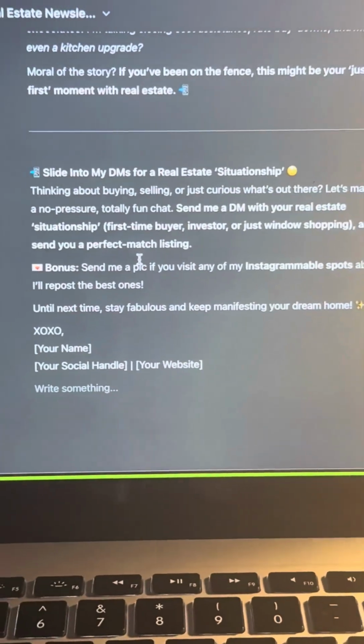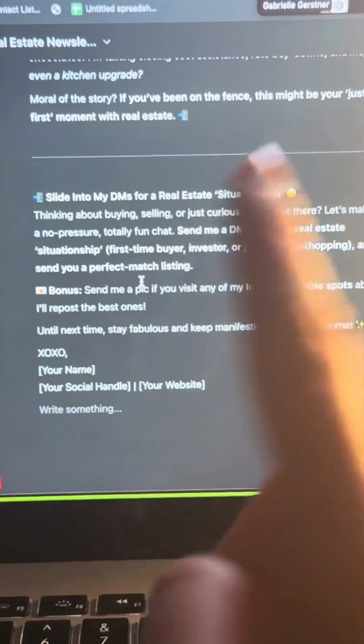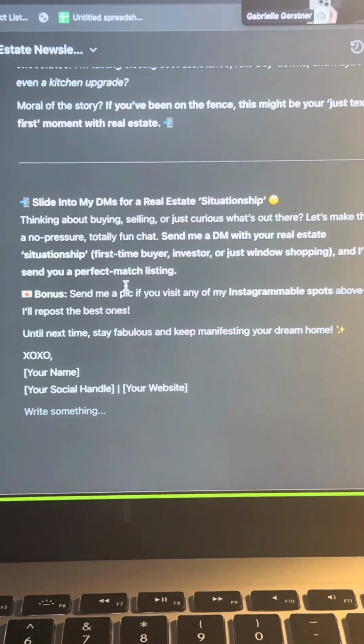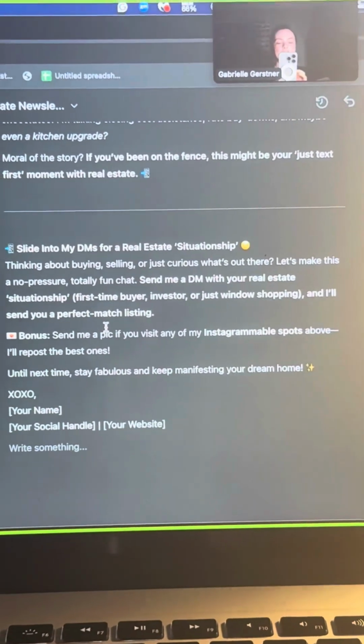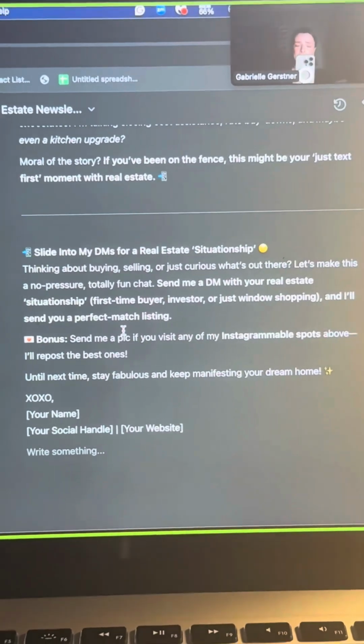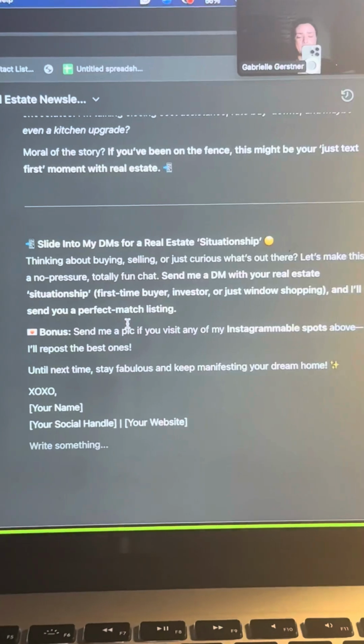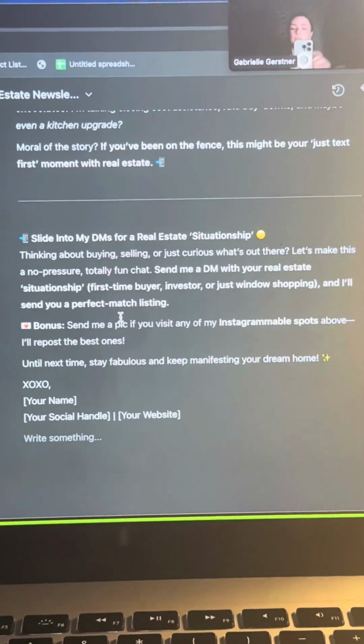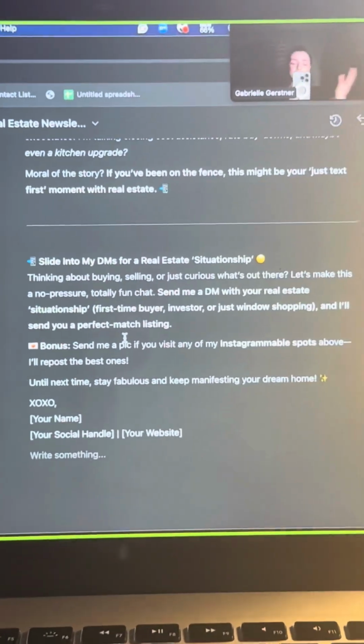If you were going to post the Instagrammable spots, you should include that because everyone loves higher exposure, especially if you're an Instagram real estate baddie who has a lot of followings. A person hears that and they're like, oh wait, I would love to be reposted on your 20K following page. Oh, I would love to be reposted with your 7K following. A lot of people don't even have 1K.